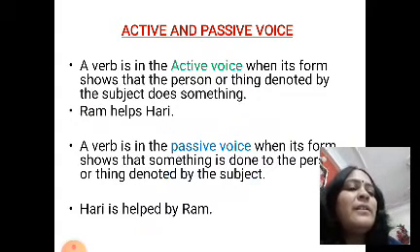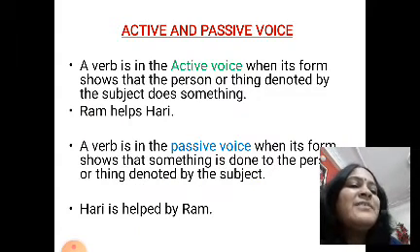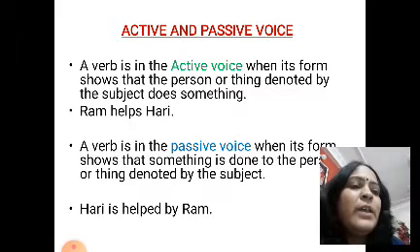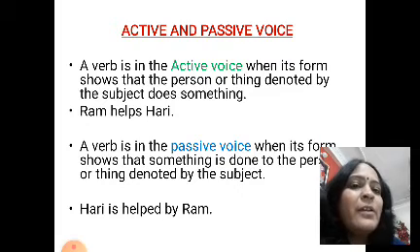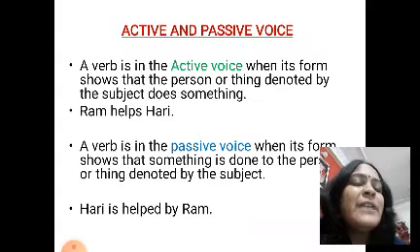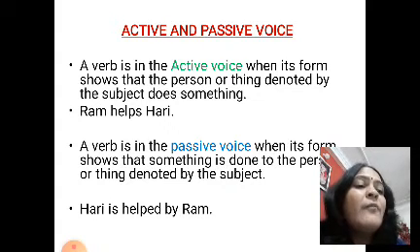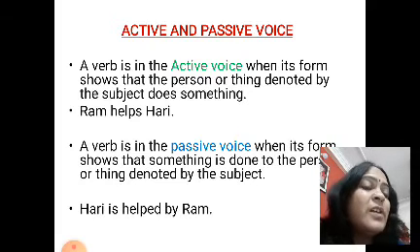Active voice, let me tell you: a verb is in active voice when its form shows that the person or thing denoted by the subject does something. So here, Ram is what? Subject. Helps Hari. Object is what? Hari. Ram helps Hari. When the subject does something, then that is what? Active voice.